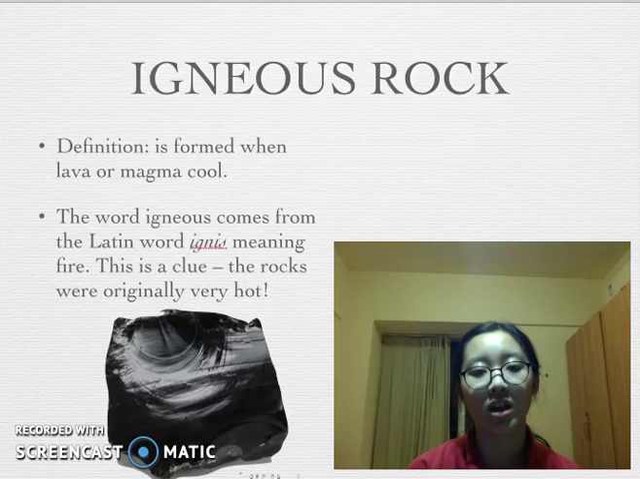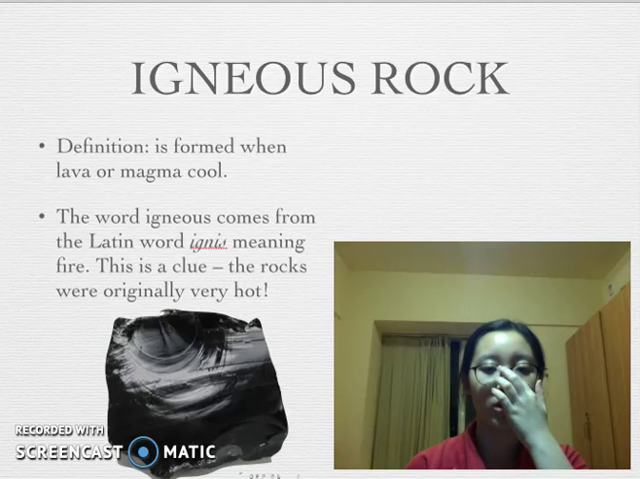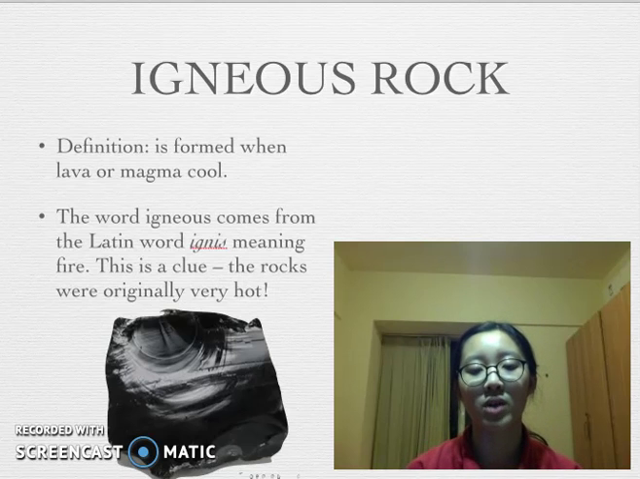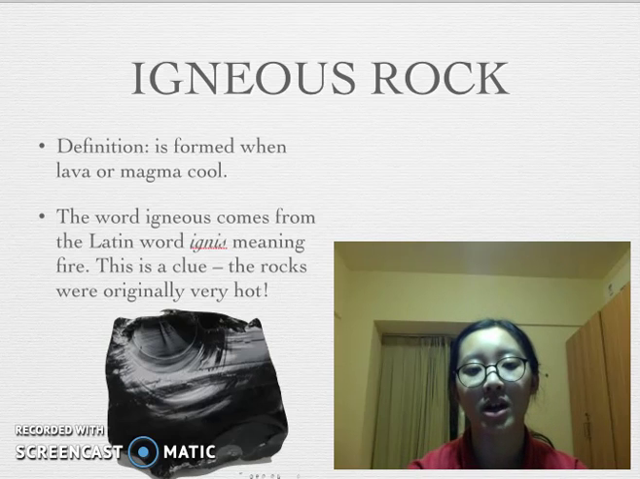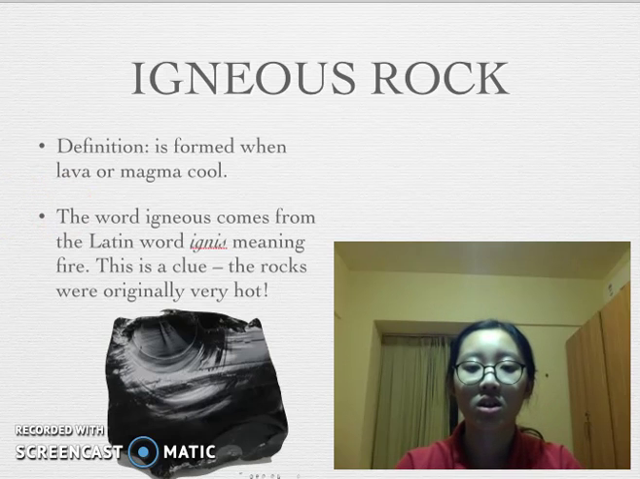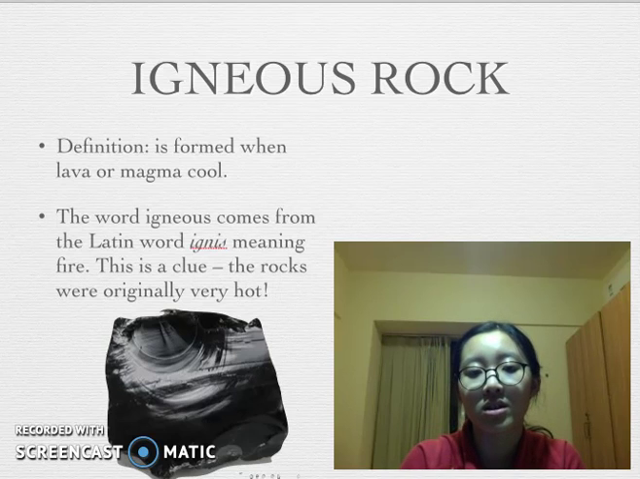First type of rock is igneous rock. It is formed when the lava or the magma cools. The name of igneous rock is a way to remind you of the process of forming igneous rock, because the word igneous comes from the Latin word which means fire. This is a cue. The rocks were originally very hot, so with this cue, it's very easy to remember the formation of igneous rock.